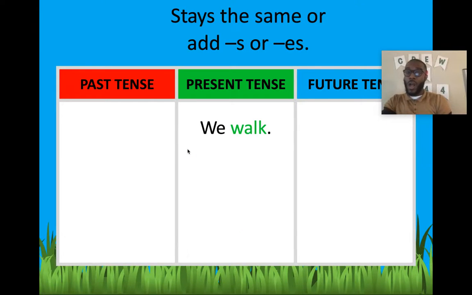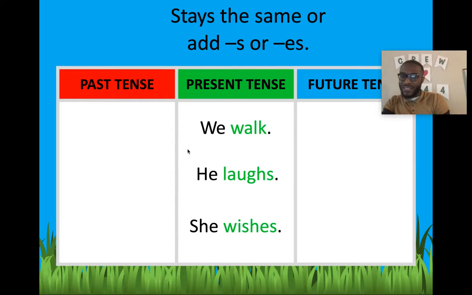So we walk. Notice that the word stays the same. He laughs. When you're using pronouns and talking about another person, he is the pronoun and laughs is the verb. He laughs. You add an S to it because you're talking about someone else. She wishes, or you add an ES as well. But in other words, it stays the same.